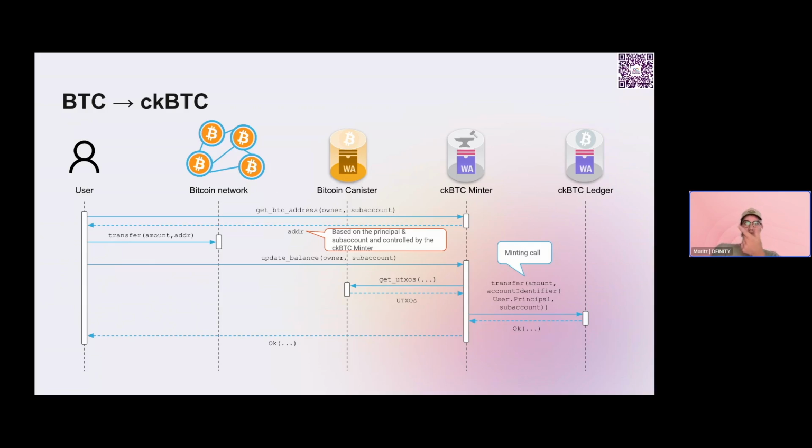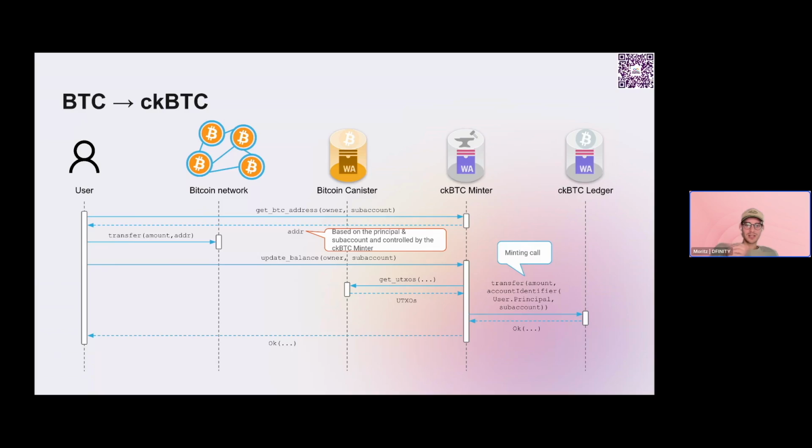So now I have an address on the Bitcoin network that I need to send my funds to, and this is what I do. I initiate a transfer, creating a transaction that sends amount X of Bitcoin to this address. Once that's confirmed, I have to inform the ckBTC minter about it. I basically have to tell it, hey, I sent you my Bitcoin, please give me my ckBTC in return. To do so, we call the update_balance method, again providing the same owner and subaccount as earlier. Then the ckBTC minter calls the Bitcoin canister and asks, for this Bitcoin address, do you have any new UTXOs for me?